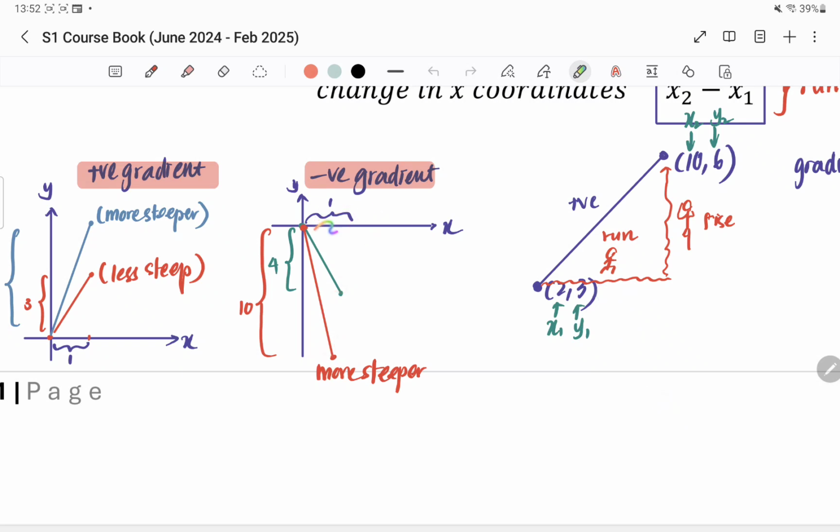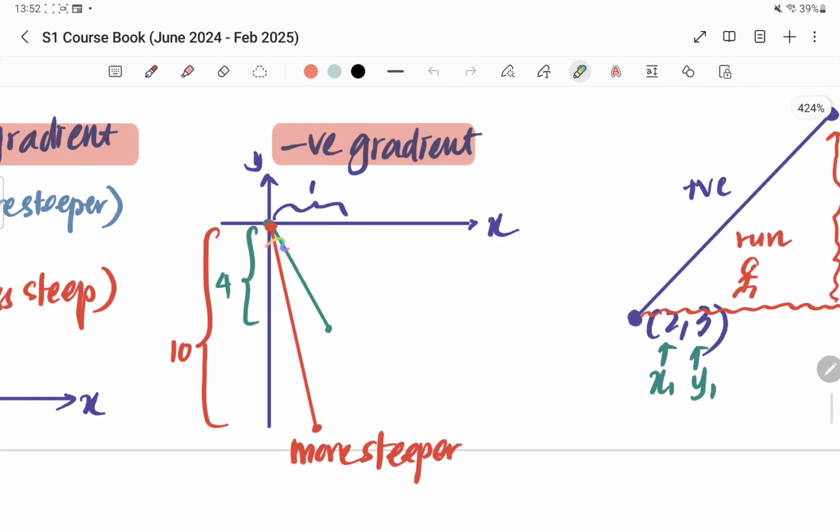It does not necessarily have to go in this quadrant, it can be any quadrant as long as the line is going downwards. How do I know if it's going downwards? Let's look here. Let's say I have a -4 gradient, like what I mentioned. When I'm moving 1 unit to the right, the line goes 4 units vertically to the bottom, downwards.